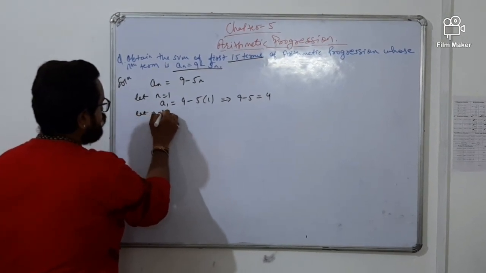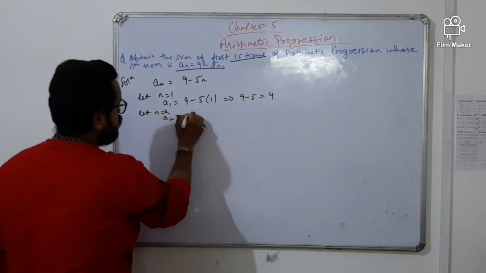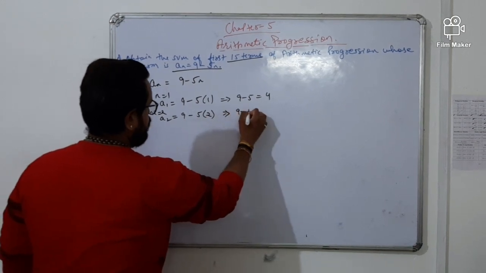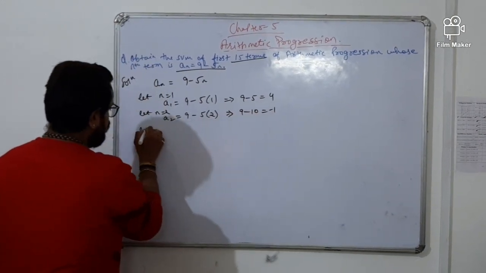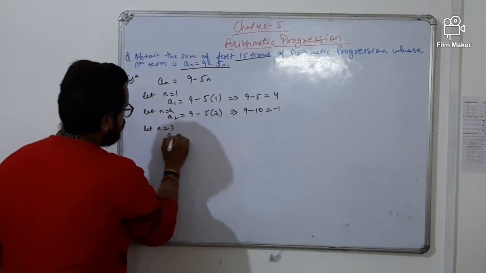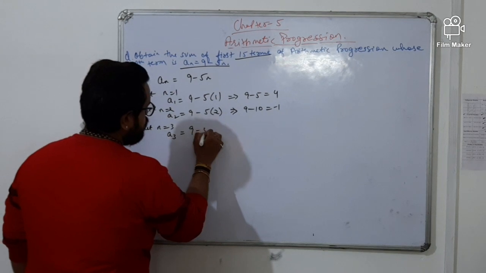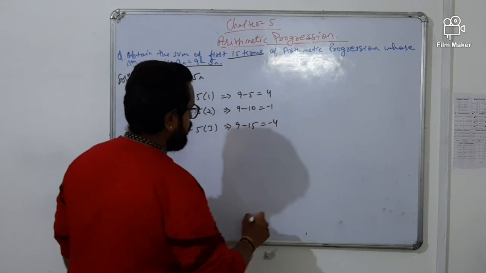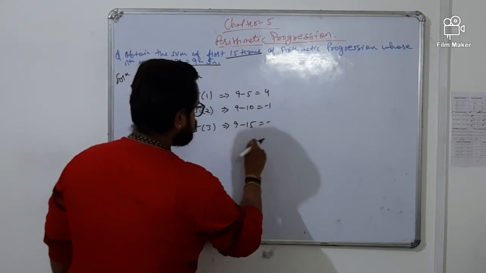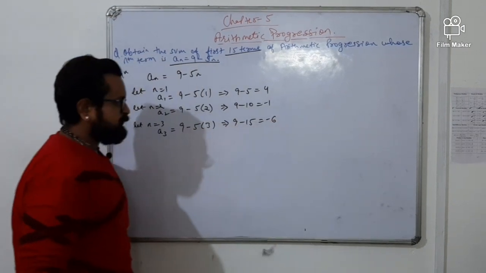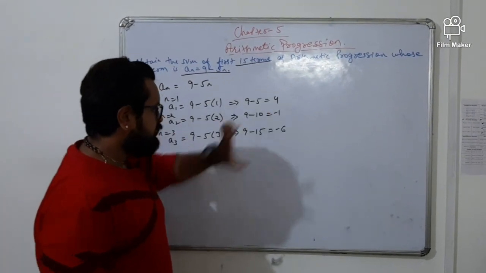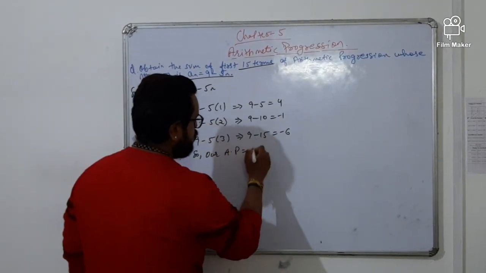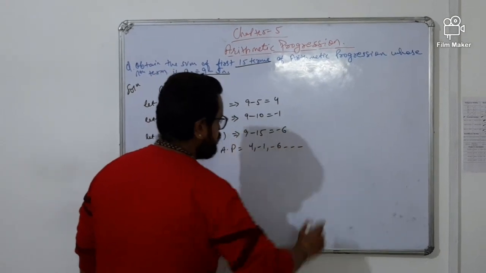Let n equal 2. So A2 is equal to 9 minus 5 into 2, 5 twos are 10. So 9 minus 10 equals minus 1. And take one more value, n equal to 3. A3 is 9 minus 5 into 3, means 9 minus 15. This will be minus 6. These are the three values. So our AP will be 4, minus 1, minus 6, and this will move on.